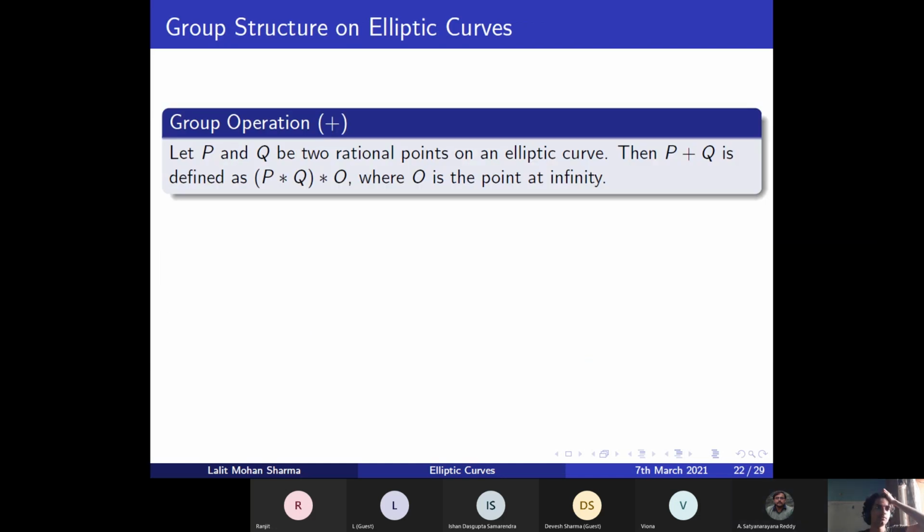Okay, so now we're trying to define a group structure on rational points on an elliptic curve. We are calling the group operation addition as usual, and P and Q are two rational points on an elliptic curve. Then P plus Q is one point here?